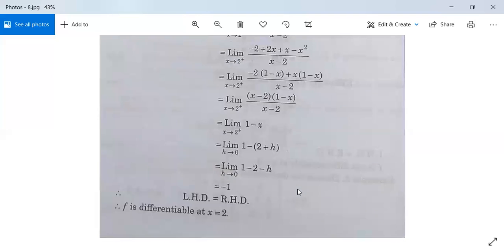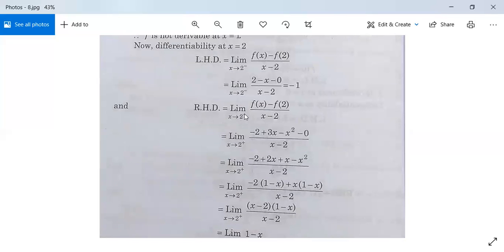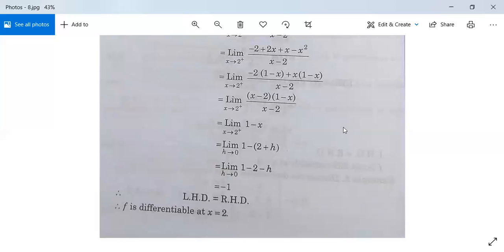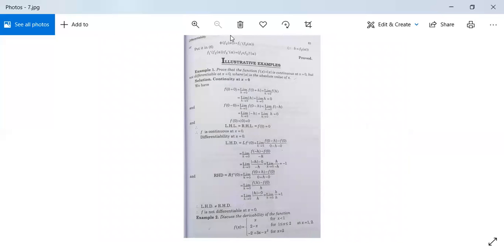Similarly, you can show that left hand derivative at x equal to 2 is minus 1 and right hand derivative at x equal to 2 is minus 1. So both of them are equal and f is differentiable at x equal to 2. तो इस तरह से आपका ये वाला एग्जांपल भी हो गया. जल्दी से इसको आप नोट करिए, कोई प्रॉब्लम है तो मुझे पूछिए.